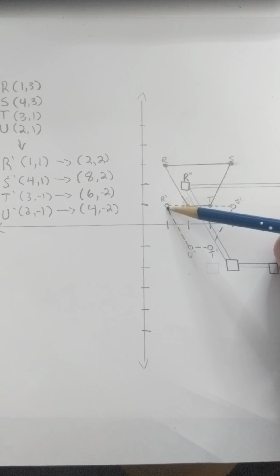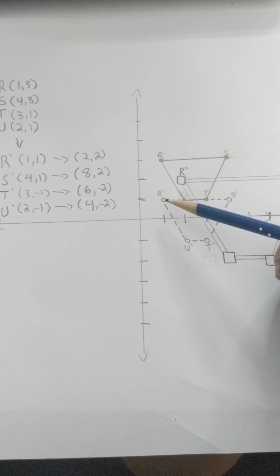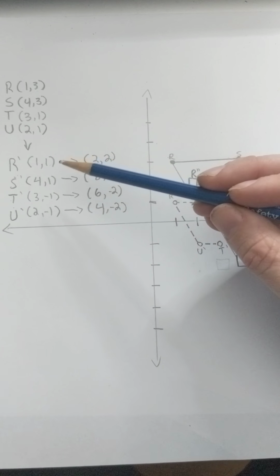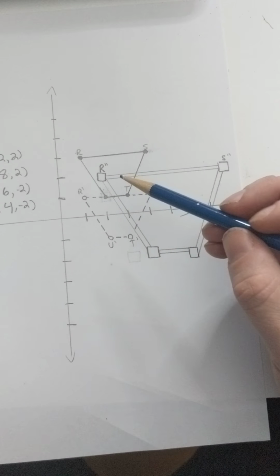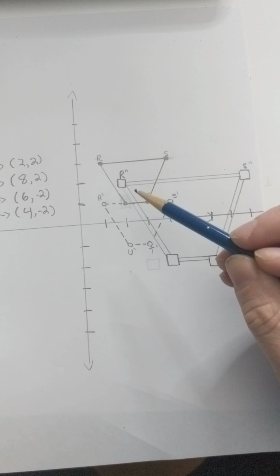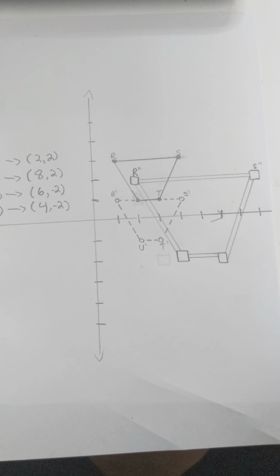The one with the open dot and the dotted lines is when I translated it down. And then the scale factor of 2 means I'm going to multiply the x and y by 2. So 1, 1 becomes 2, 2, 4, 1 becomes 8, 2, and so on. And the squares with the double lines is my final image. So that's what that would have looked like for A.